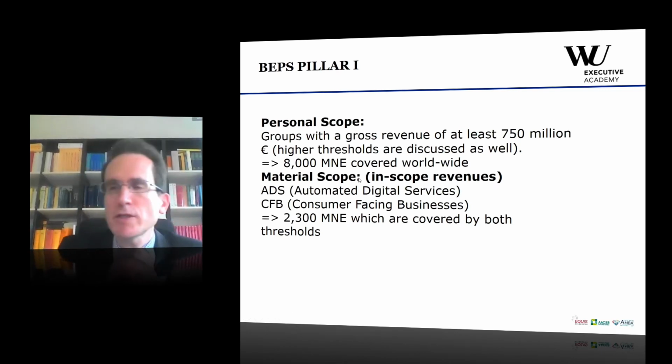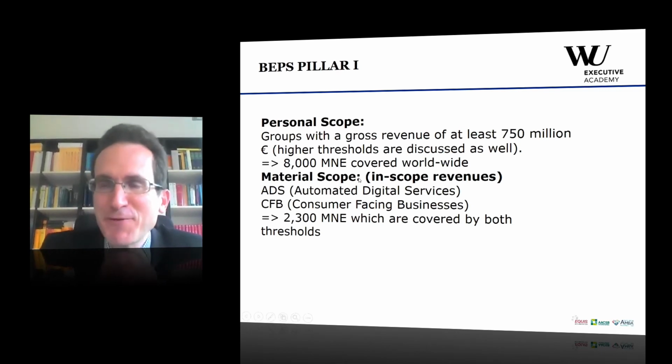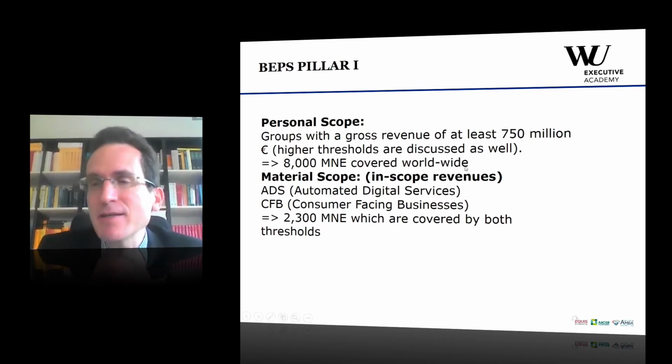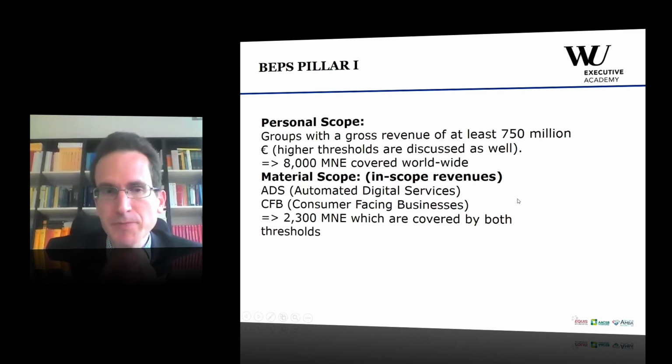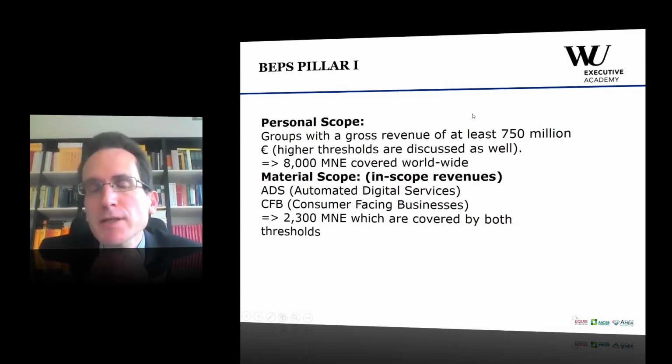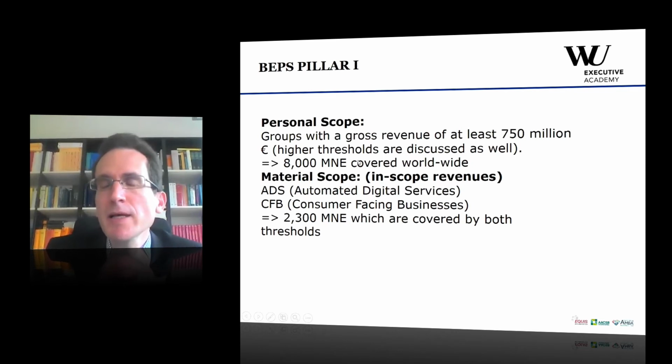So automated digital services, this is where we will focus on. Automated means without the help of human intervention, and digital means over the internet. And if we just take these two different kinds of activities, we will cover probably around 2,300 multinational enterprises worldwide.